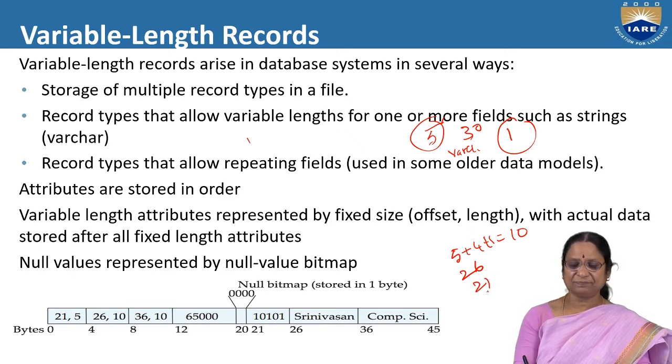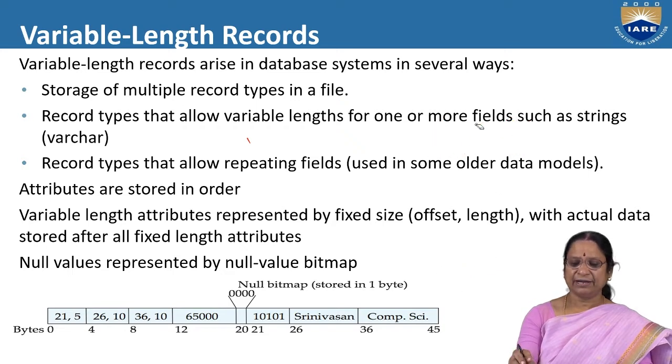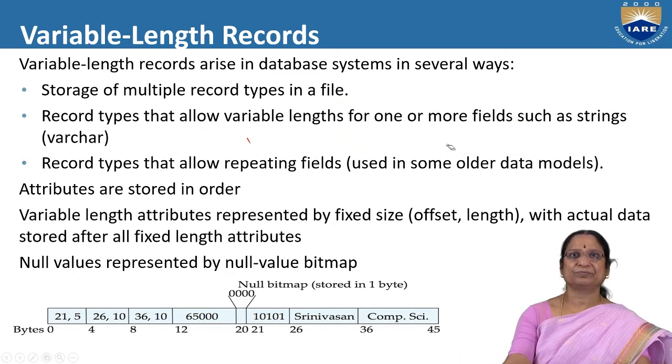In this example, you observe the record length is varying, not fixed. In such cases, how is the data going to be stored and how will the data be accessed? So variable length records arise in database systems in several ways. Storage of multiple record types in a file. In a file, each record may not have the same type. And record types allow variable length attributes like varchar, which I just explained to you.